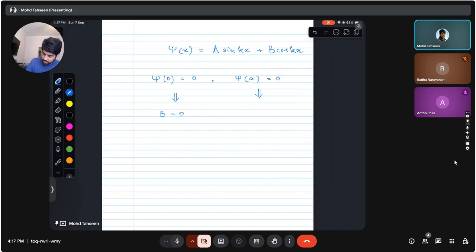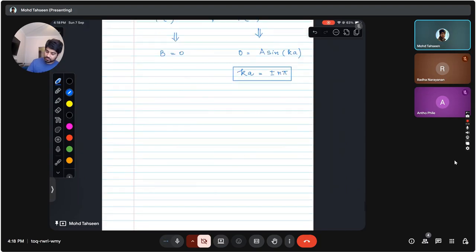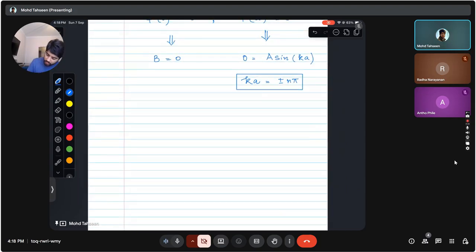And from here, what I get is 0 is equal to a sine ka, right? So ka should be plus minus n pi, because sine is 0 when the angle is any multiple of pi. Okay, so this is the condition. Ka should be n pi. Okay, now k would be equal to plus minus n pi over a.